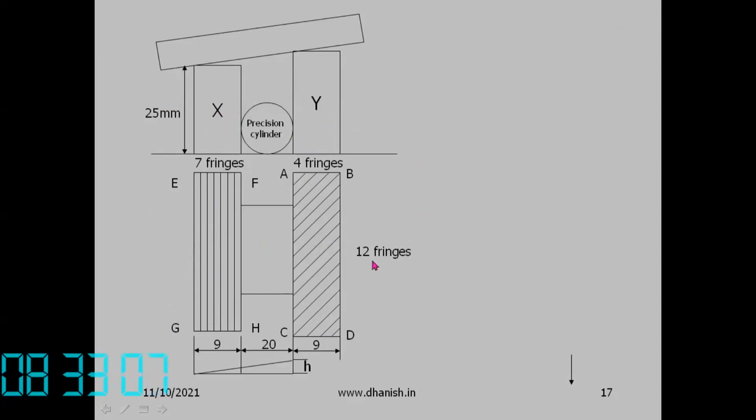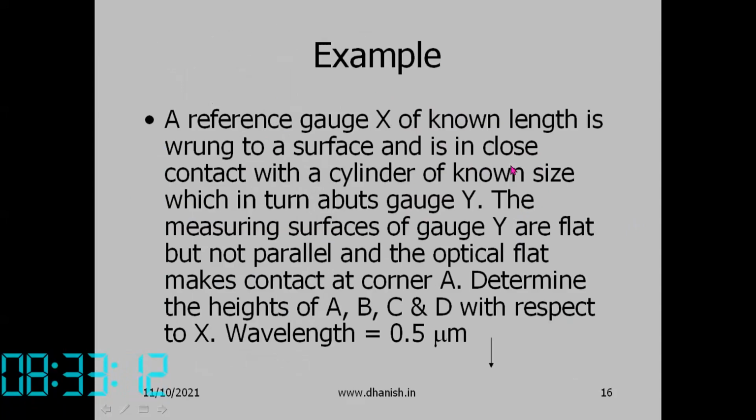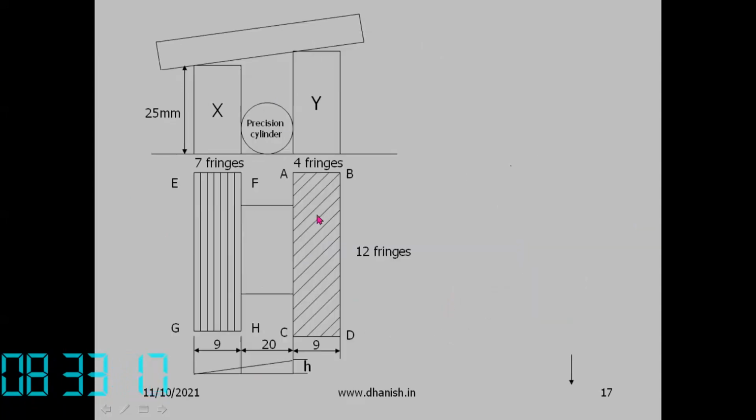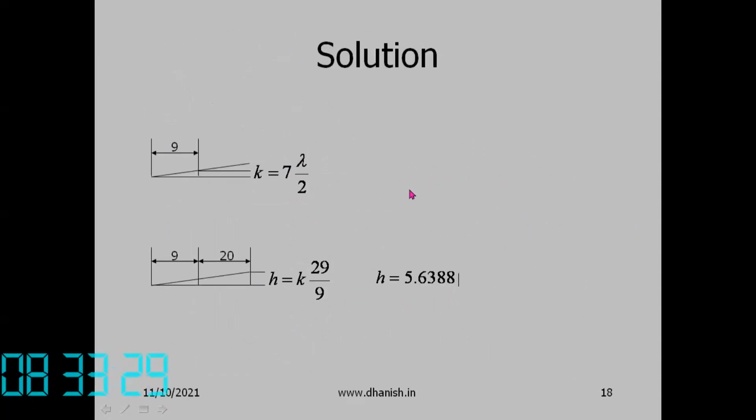So that means there is a taper over the surface. So what is given? It makes contact at corner A. So the optical flat makes contact here. So that means C should be below A. And B also, B will definitely be below.